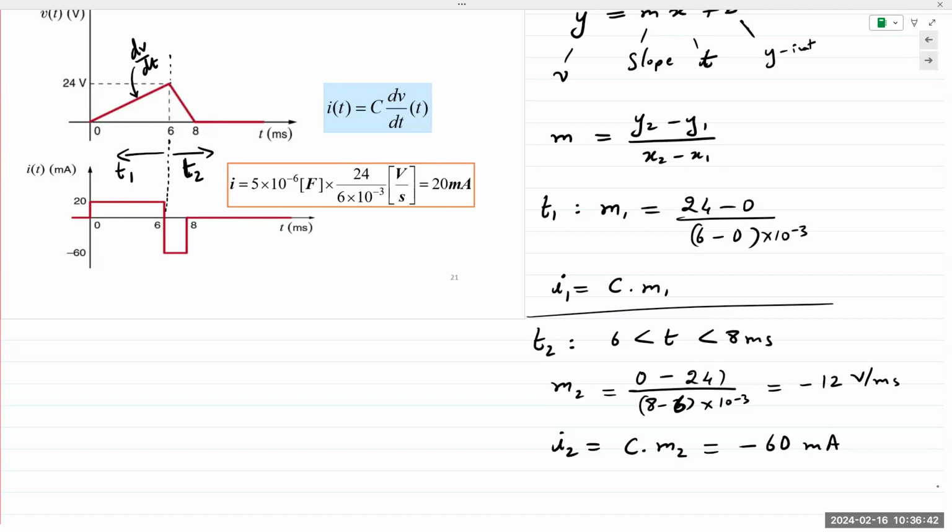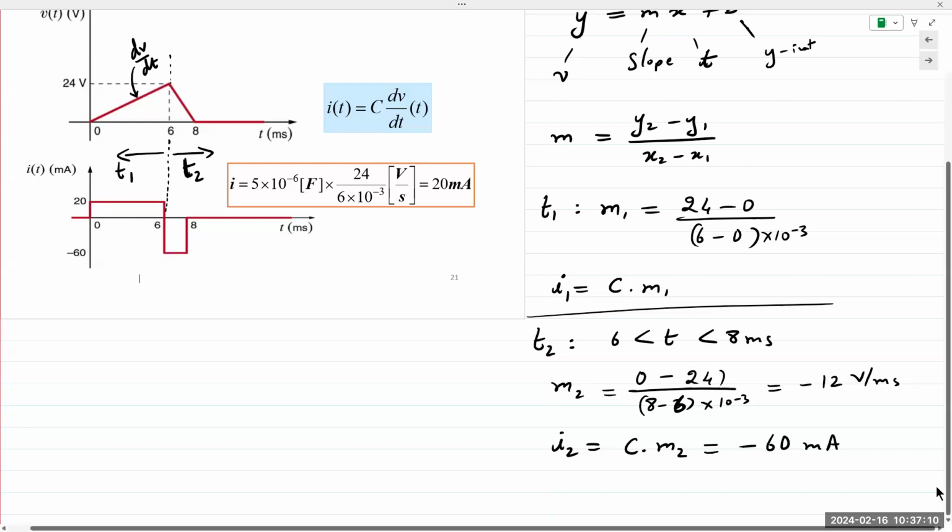And you take those values and you plot it, because it's not a function of time, simply a straight line between those time periods. So between 0 and 6, it has a value of plus 20 milliamps. And between 6 and 8, it is minus 60 milliamps. And you plot it and you get kind of like a rectangular pulse. All right, 10-second pause. Think over that. Let me know if you have any questions.